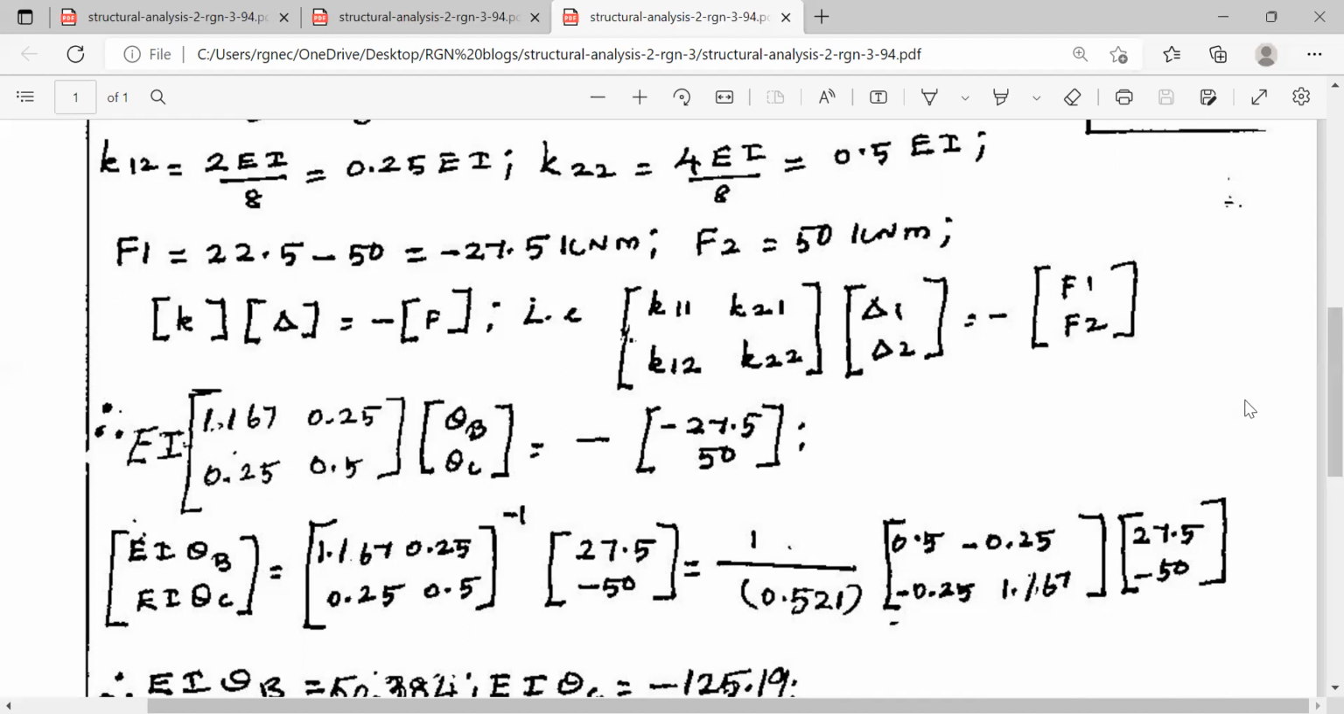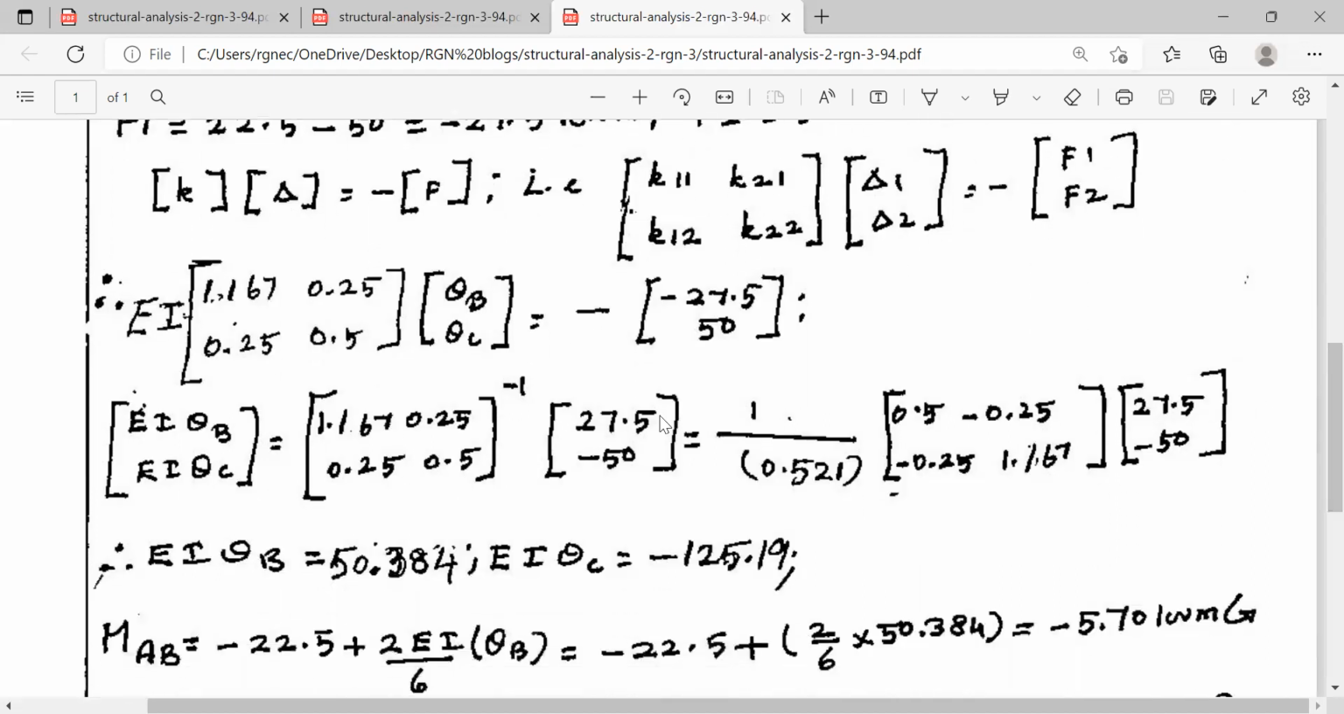And we can bring the term EI outside, and then we have this inverse matrix on the right hand side. After solving, we will get EI into theta B is equal to 50.384 and EI into theta C is equal to this much.